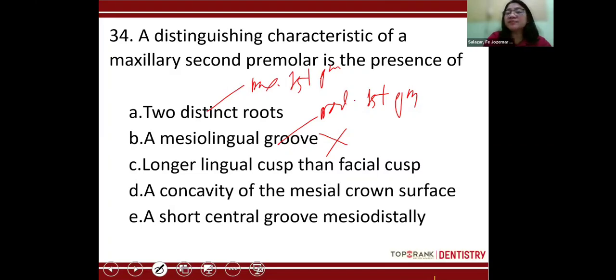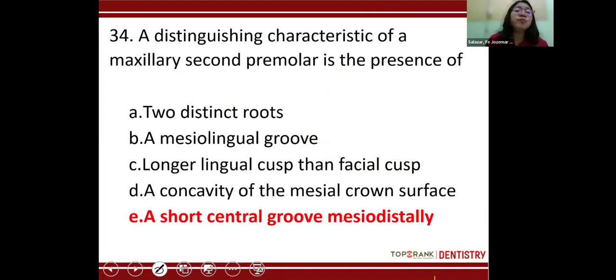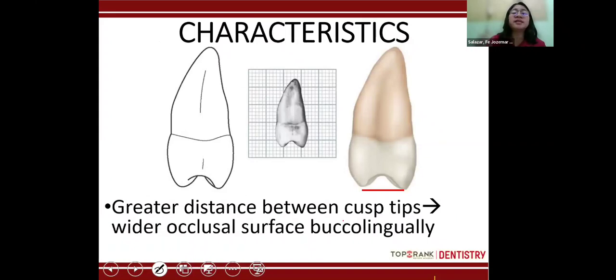Lower lingual cusp than facial cusp? No. Okay, a longer. This is your walang premolar na ganon. Okay? Concavity of the mesial crown surface. Okay, concavity. Short central groove mesiodistally. Yes, the correct answer is letter E. You have a short central groove with numerous supplemental grooves. Okay. Greater distance between cusp tips. Okay, so you have a wider occlusal surface buccolingually on the second than on the first.